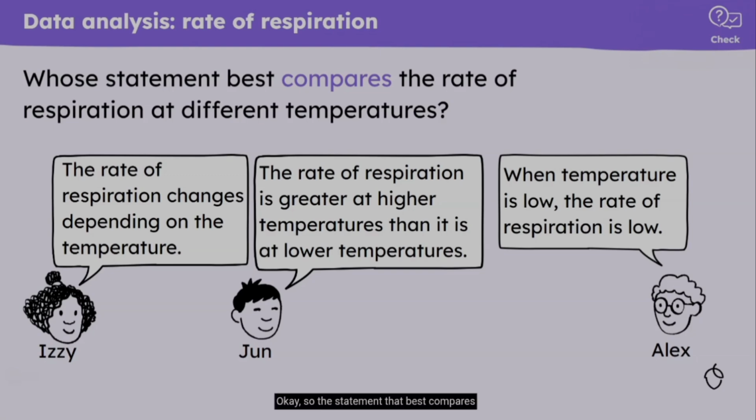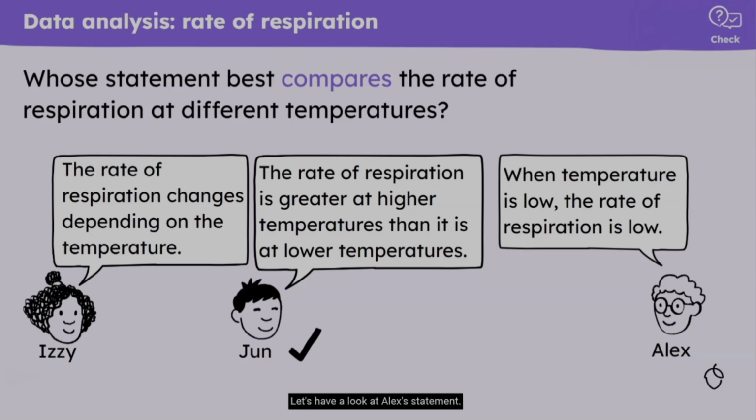Okay, so the statement that best compares the rate of respiration at different temperatures is Jin's. We're going to have a look at all the statements to help us figure out why Jin's is the best. We'll start with Izzy's first. The rate of respiration changes depending on the temperature. This is a true statement, it's correct, but it's incredibly vague. It doesn't really tell us anything about respiration and about temperature. It doesn't describe the relationship between them at all. And it definitely doesn't compare what the rate of respiration is like at a high temperature compared to what it's like at a low temperature.